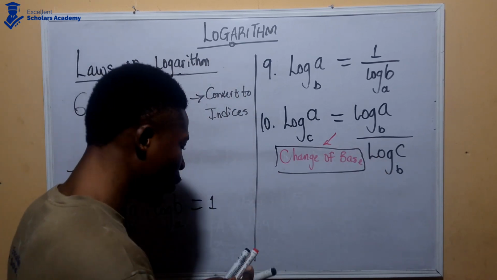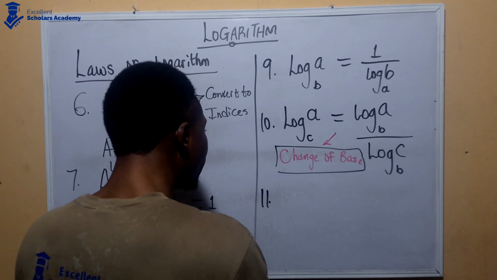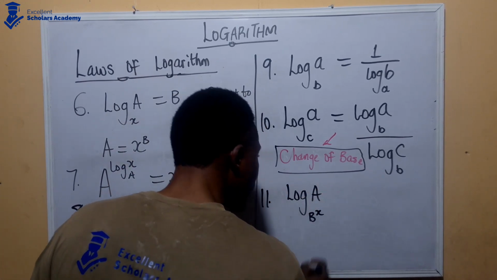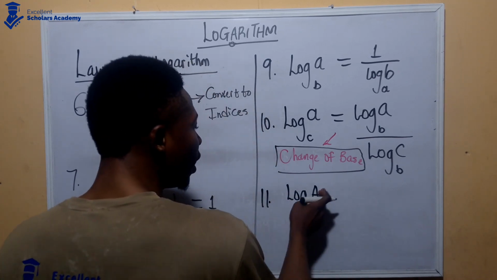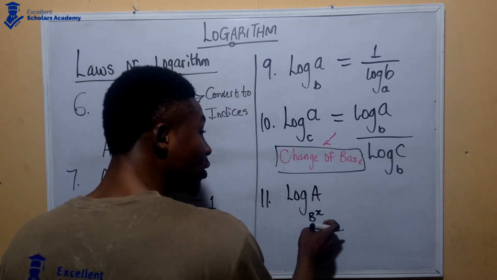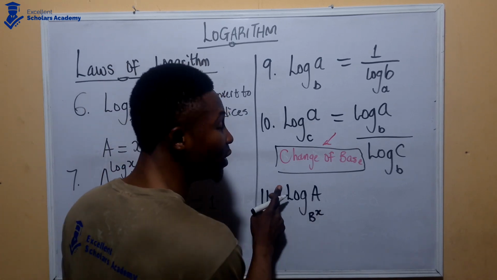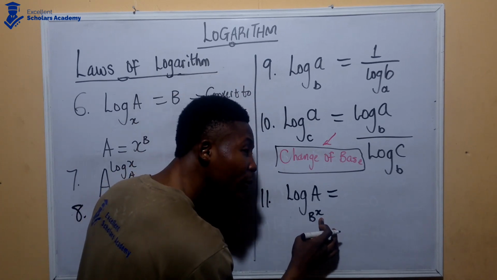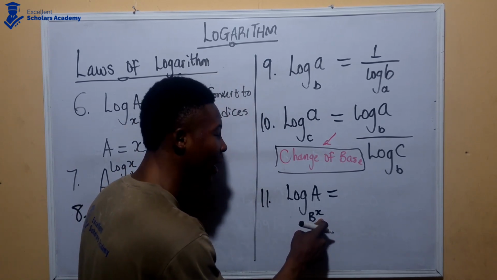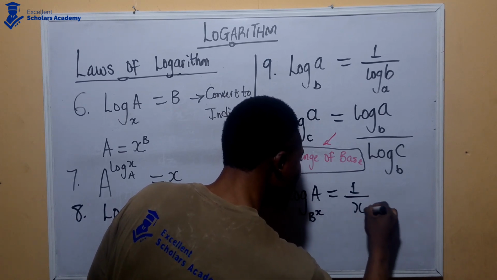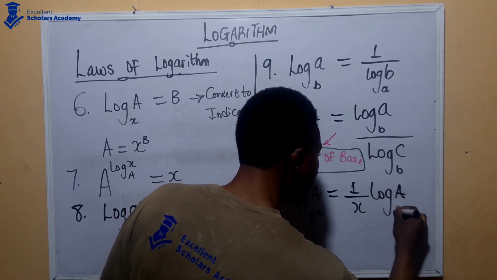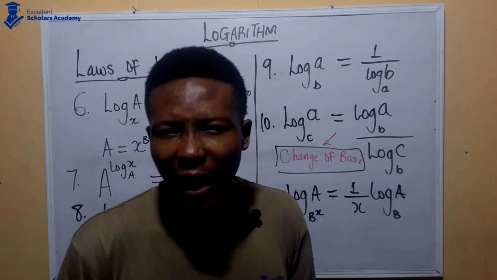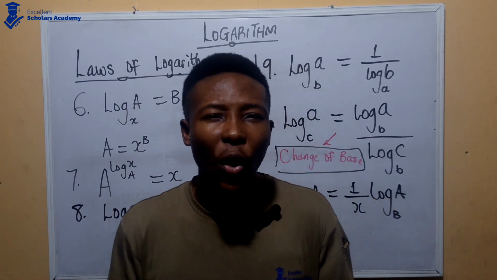Now the last law we're going to look at is the law that says if I have log a base b to the power of x, this power can come behind this log, but when it's coming behind this log, it comes as an inverse. So this power x can come behind and it becomes 1 over x log a base b. So these are the laws of logarithm. Having all these laws of logarithm, let's move to smashing JAMB questions on logarithm.